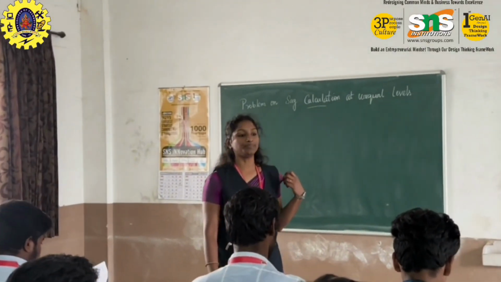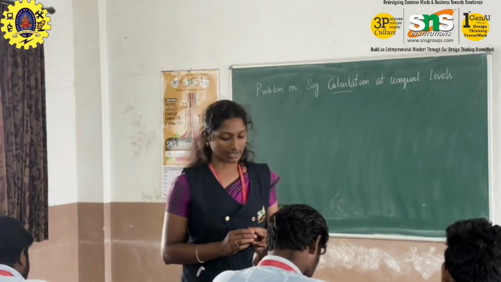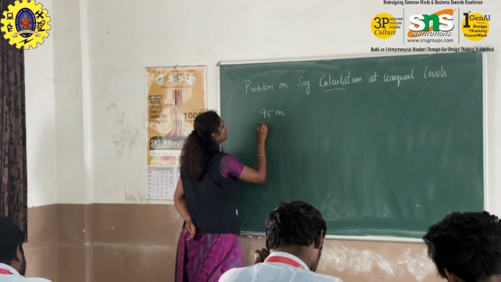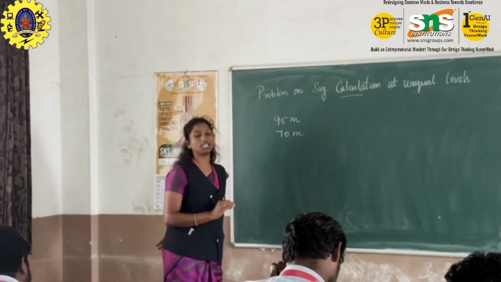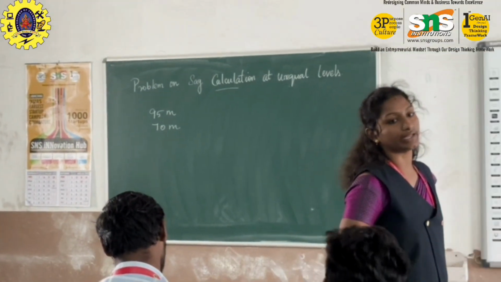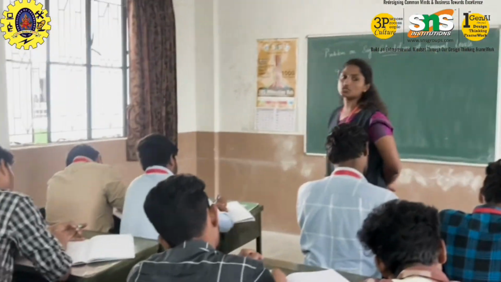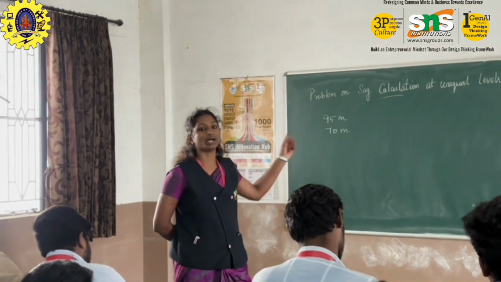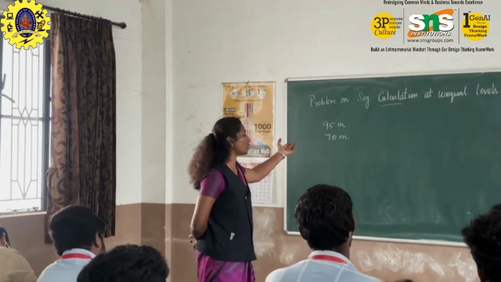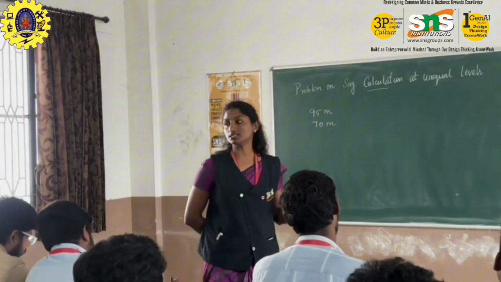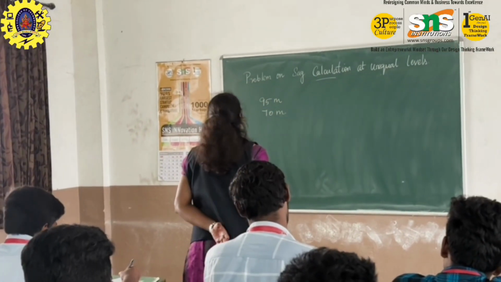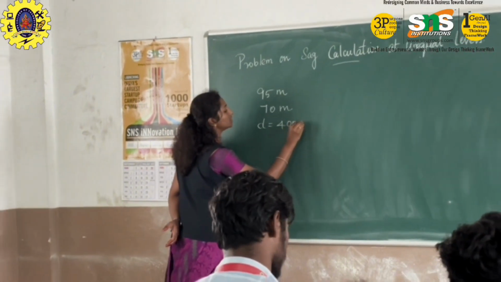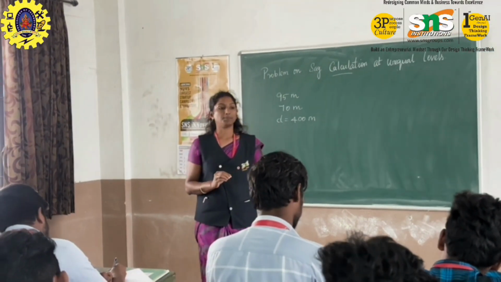So we go into a problem. When we take note of the problem, let us consider two towers of height 95 meters and 70 meters respectively. Let us consider it as a river crossing area. So will it be equal or unequal height? From the height itself, we can know that both the heights are different, so it is unequal, because one is 95 and another one is 70. The horizontal distance between the two towers is 400 meters.